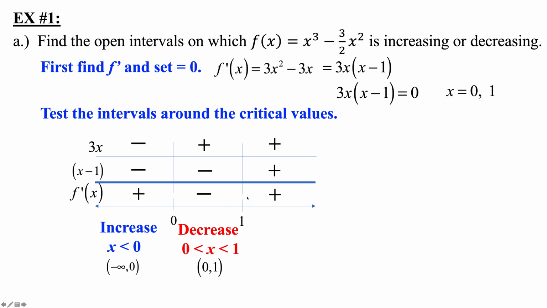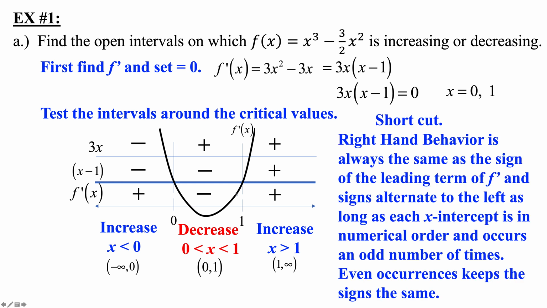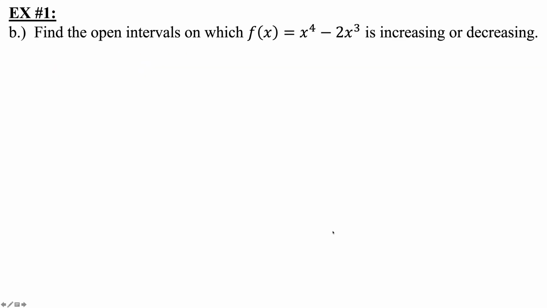Now you can do it this way. I say, no way, there's a shortcut. Here's the shortcut. If you recall, we talked about that right-hand behavior for polynomial and rational functions way back in week 1. So if you look at your f prime of x, it has a positive 3x squared. That means the right-hand behavior is positive, and as long as every x-intercept, that's your critical numbers, occurs once or an odd number of times, you alternate signs. The only thing you've got to remember is if by chance one of my critical numbers occurs twice or 4 times, then there's no sign change. Okay? So let's apply this shortcut.